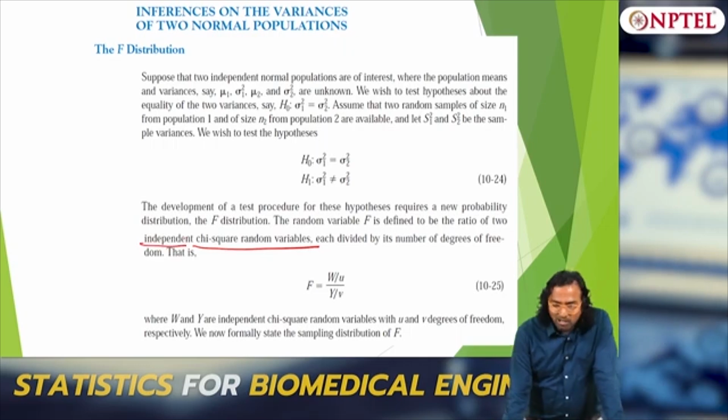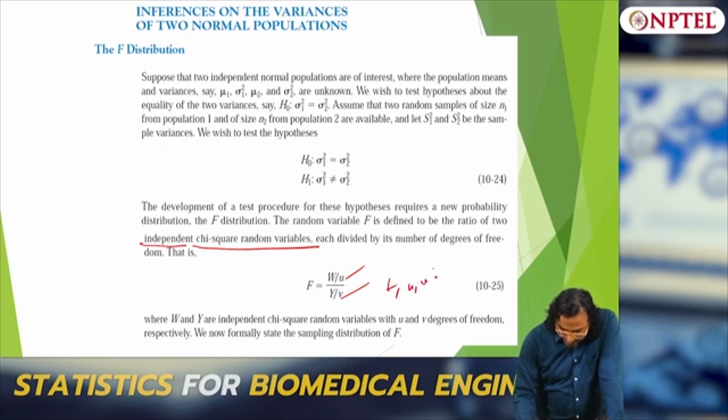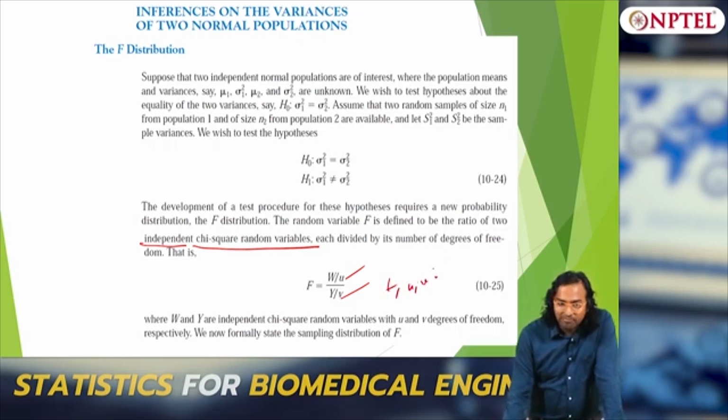Till now we have not talked about relationships at all, so keep in mind even this has no relationship, independent chi-square random variables. So the numerator has u degrees of freedom, the denominator has v degrees of freedom. So W by Y follows an F distribution with u comma v degrees of freedom.